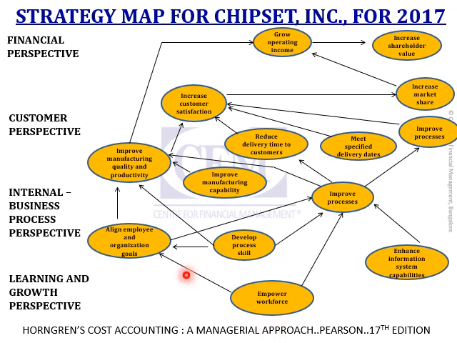Empower workforce, align employee and organizational goals, develop process skills, enhance information system capabilities, improve processes, improve manufacturing quality and productivity, improve manufacturing capability, reduce delivery time to customers, meet specified delivery dates, improve processes, increase customer satisfaction, increase market share, grow operating income, increase shareholder value. This map has been drawn from the book Horngren's Cost Accounting: A Managerial Emphasis, 17th edition, published by Pearson.